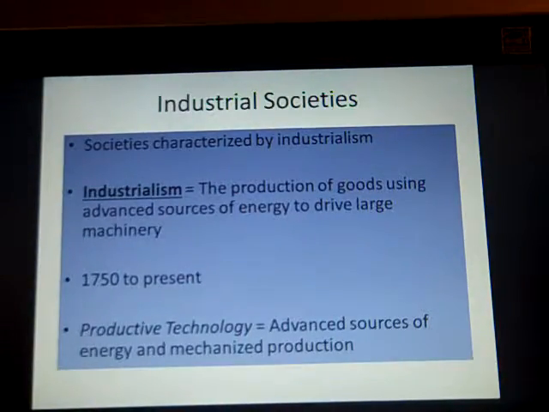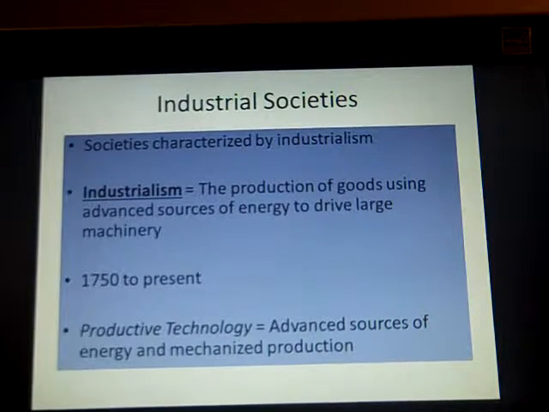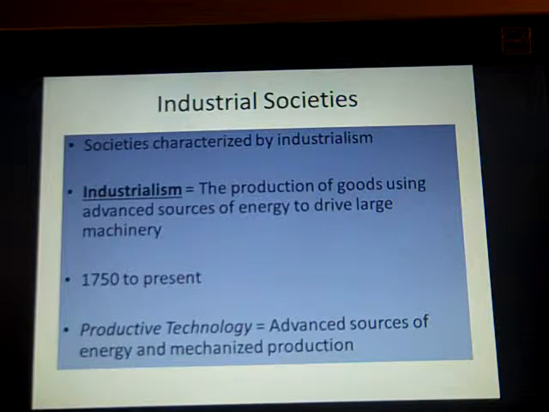Now we get into the Industrial Revolution, really the shift from rural agricultural economies to industrial societies. Industrialism is the production of goods using advanced sources of energy to drive large machinery. So we're seeing machinery really kind of take the place of animals and people. The Industrial Revolution, we could debate when it started. Generally, it is agreed upon that it started about 1750 in Europe.